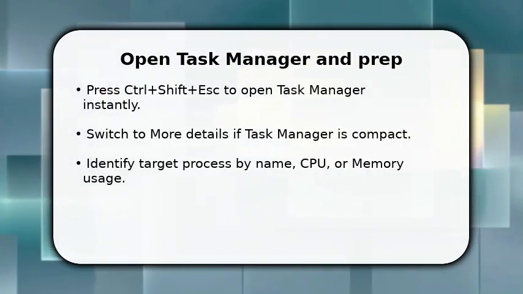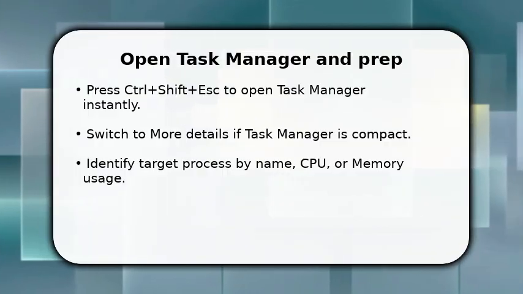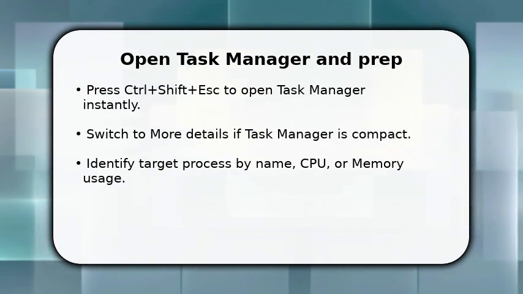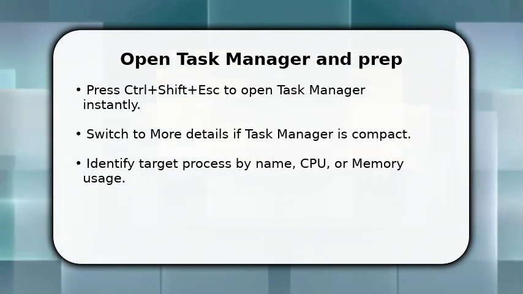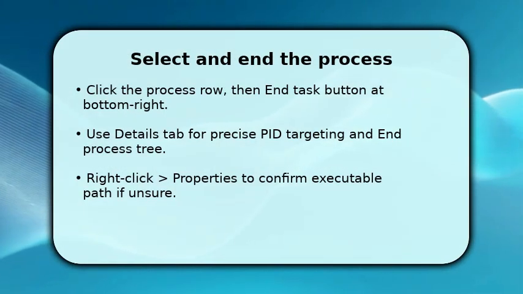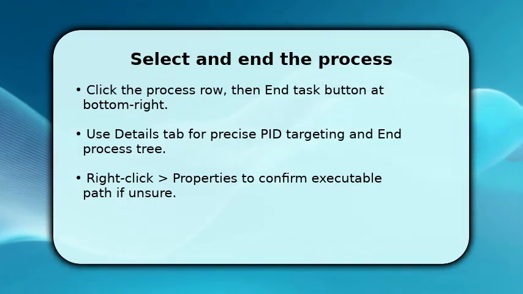If a program name is ambiguous, right-click and choose Open File Location to confirm what you're about to end, because you want to avoid closing critical system services. Once you've identified the process, click its row so it's selected, then press End Task. This sends a graceful terminate signal.